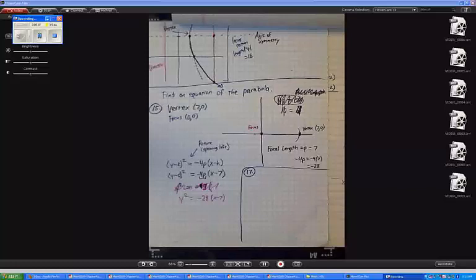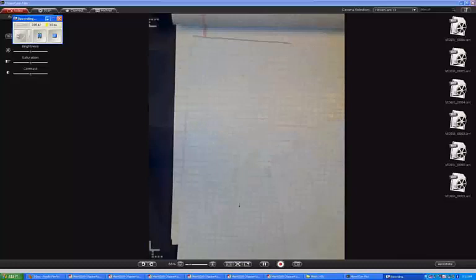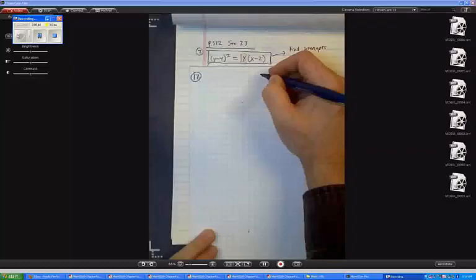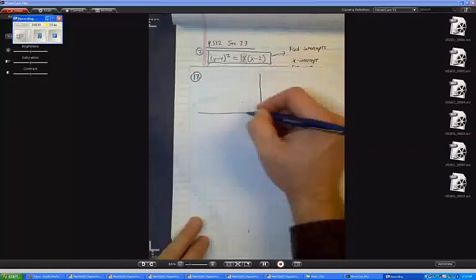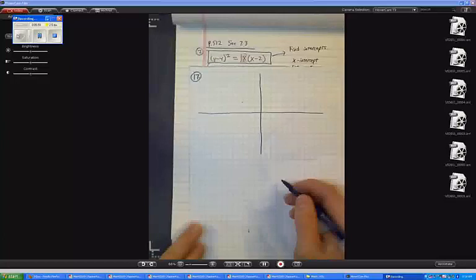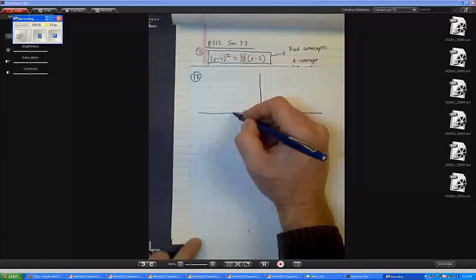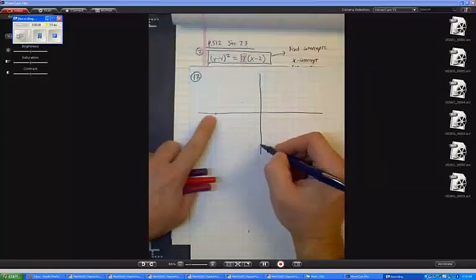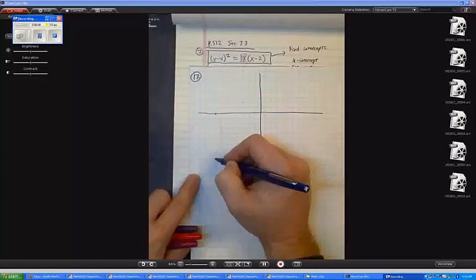All right, I'm going to need new graph paper. Go ahead and use it. So for 17, draw a nice big piece of graph paper. Okay, so they tell me that the vertex is negative 8, negative 9. 1, 2, 3, 4, 5, 6, 7, 8, 9. There is my vertex.